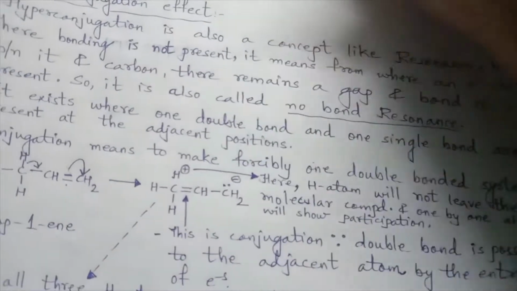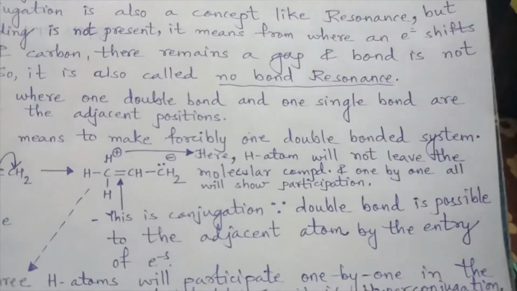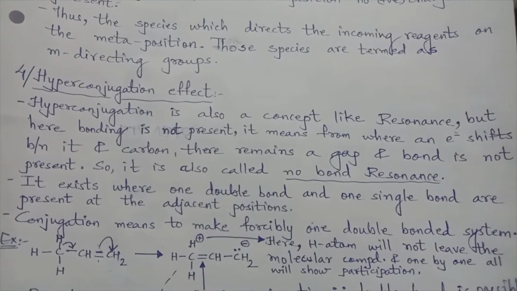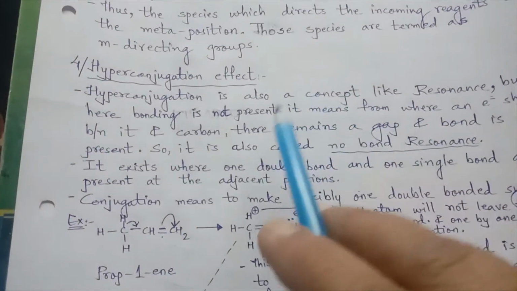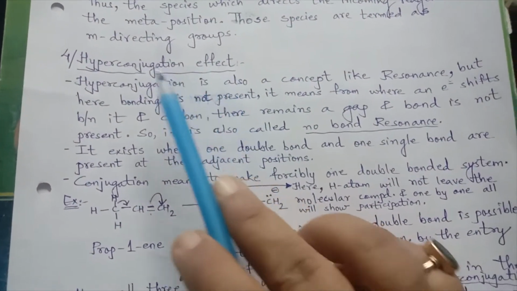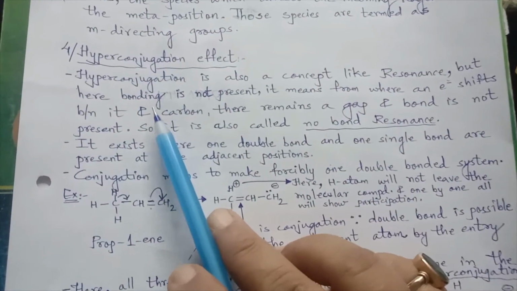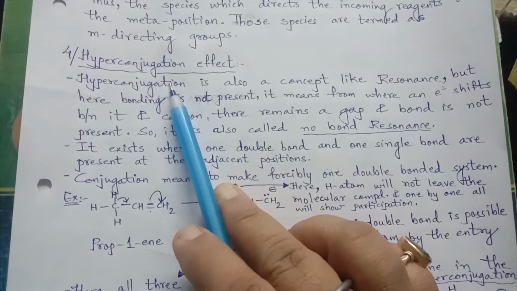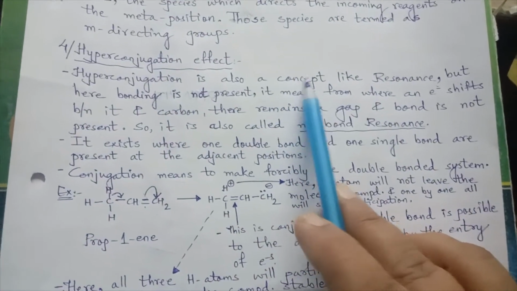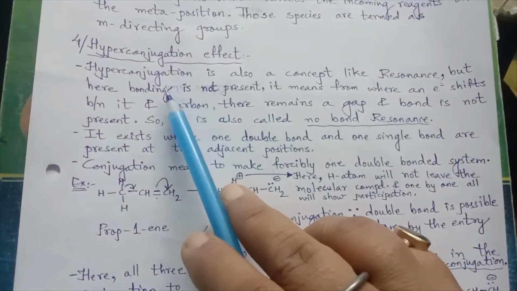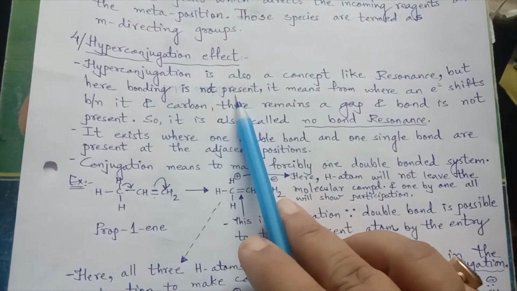So this was about the resonance effect. Resonance positive, resonance negative. Now we'll see the fourth effect, and that is the hyperconjugation effect. Hyperconjugation is also a concept which is like resonance, but here bonding is not present.